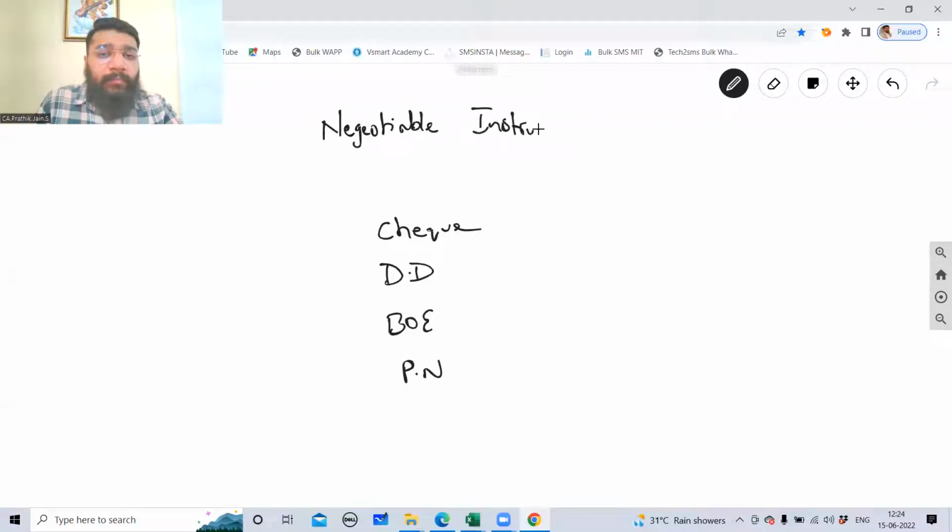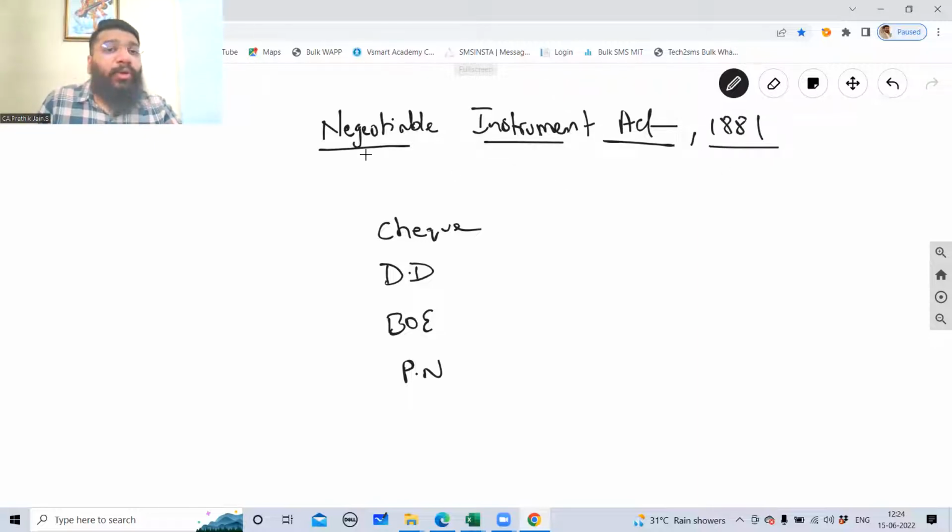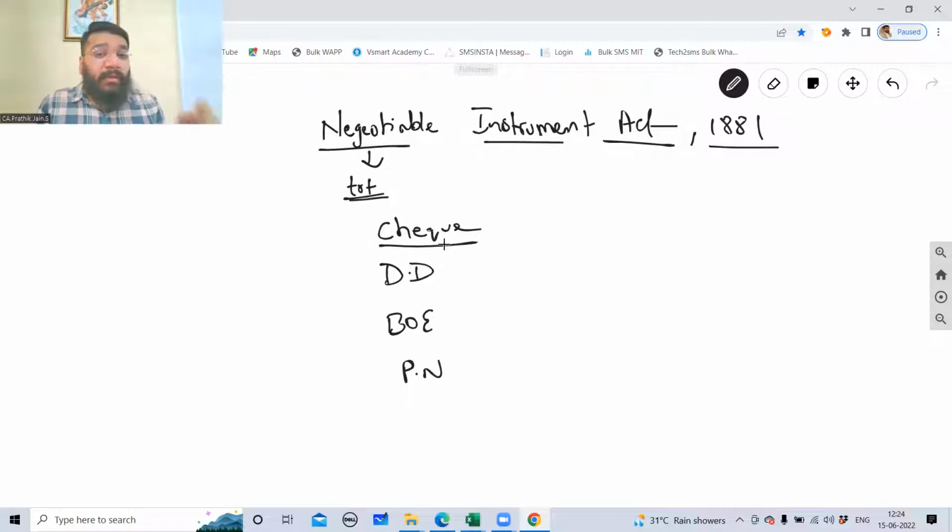Negotiable Instruments Act, 1881. Correct? Negotiable means what? Transferable. Negotiable means transferable. I can transfer a check, I can give it to somebody else. DD, bills of exchange, promissory note, I can transfer it to anybody else. Instrument means what? Document. Instrument means document. Act means rules and regulations and law.